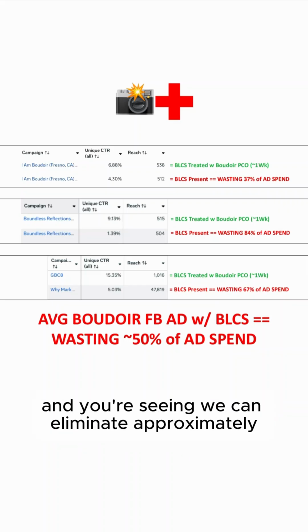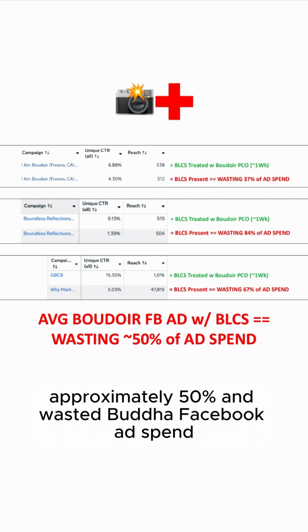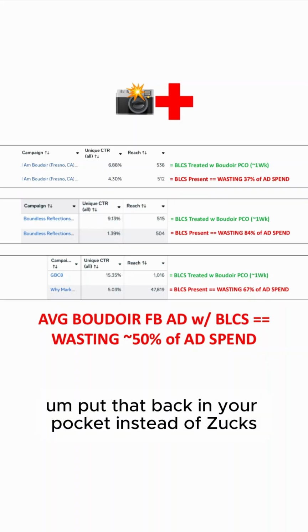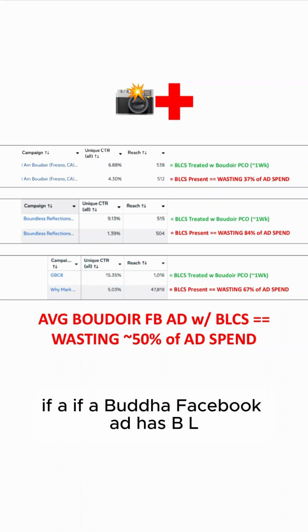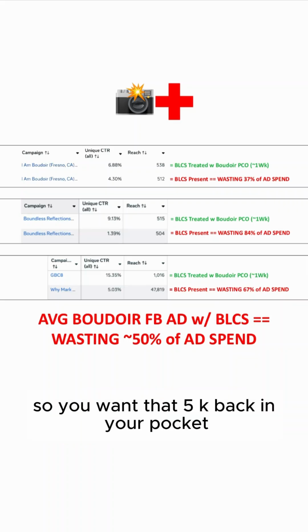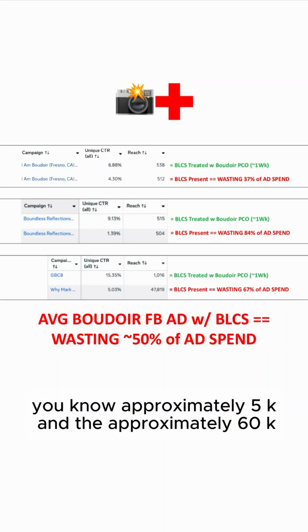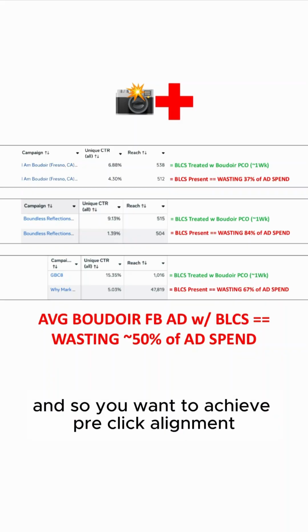And you're seeing we can eliminate approximately 5K a month, approximately 50%, in wasted boudoir Facebook ad spend. Put that back in your pocket instead of Zuck's, because we already know approximately half is being wasted anyway right now if a boudoir Facebook ad has BLCS, boudoir low click syndrome. And so you want that 5K back in your pocket, approximately 60K over the next 12 months.